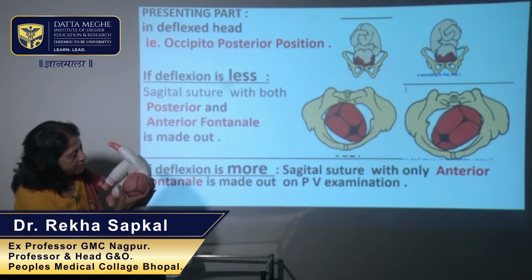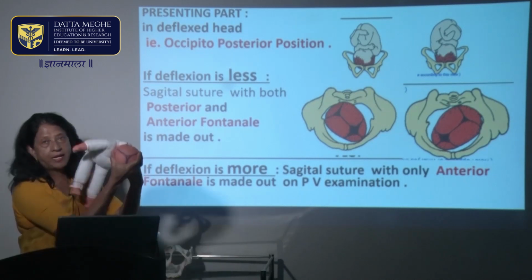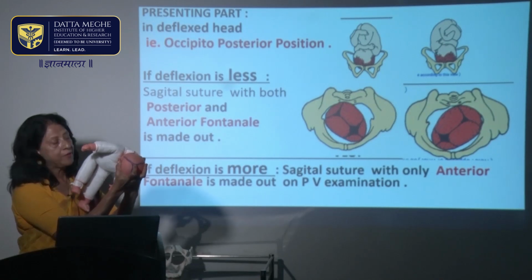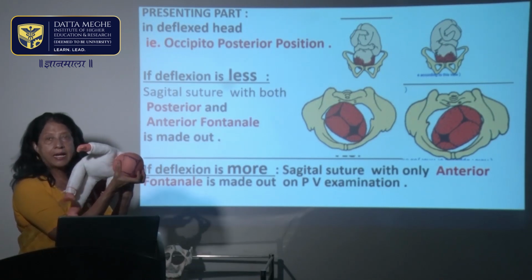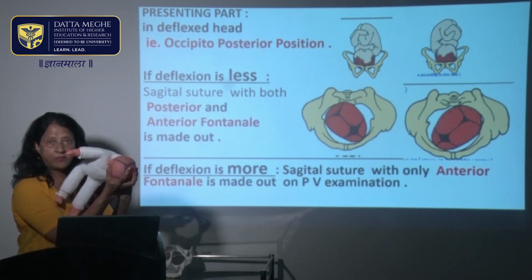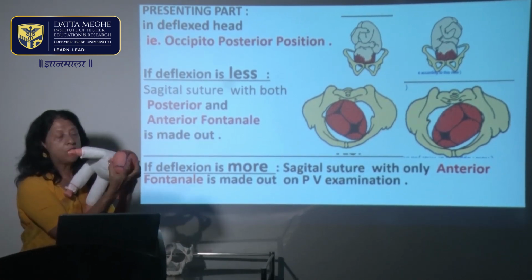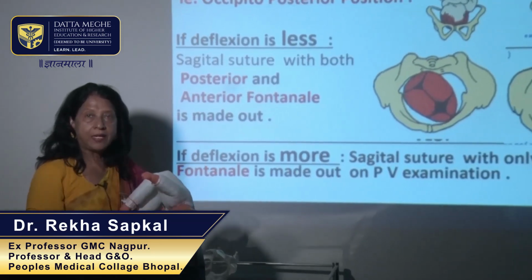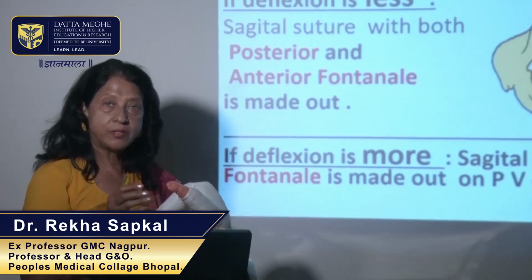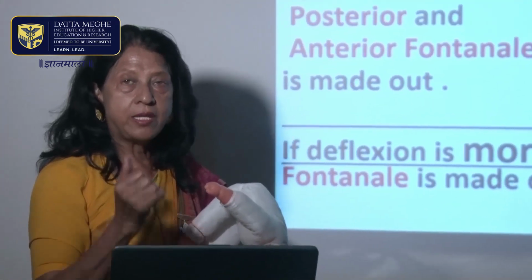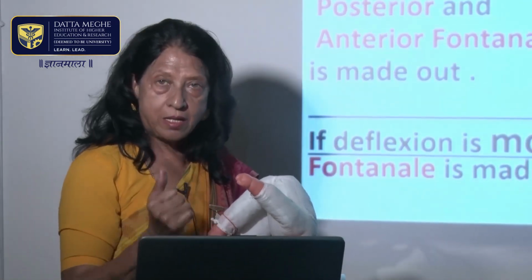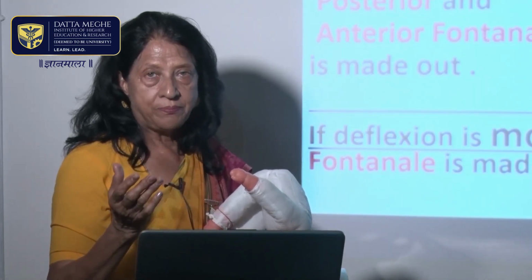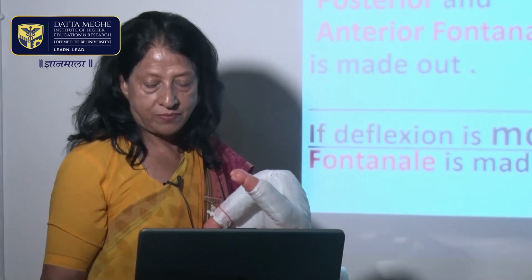When it is a well flexed head, I can make out the posterior fontanelle here. This is the posterior fontanelle on PV. When it is a deflexed head, I can make out the anterior fontanelle also, posterior fontanelle also. When deflection is more, only the anterior fontanelle is made out on PV. That is how on PV examination in labor after rupture of membranes, we decide whether it is well flexed, little deflection, or deflection is more, because the more is the deflection, the more is the risk of arrest of labor.